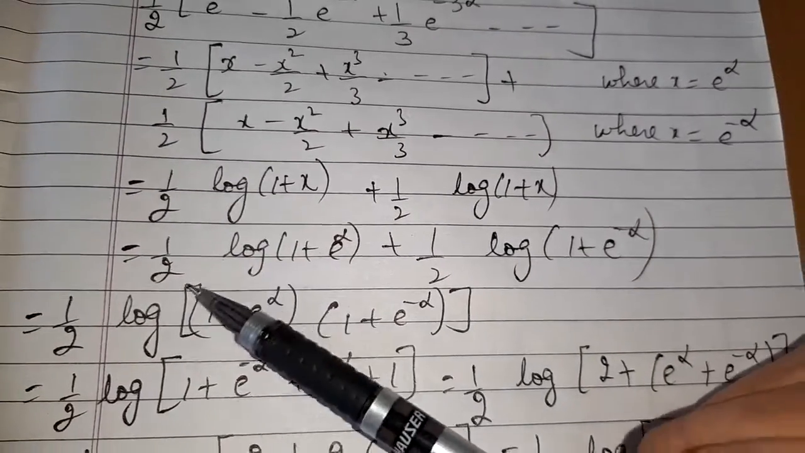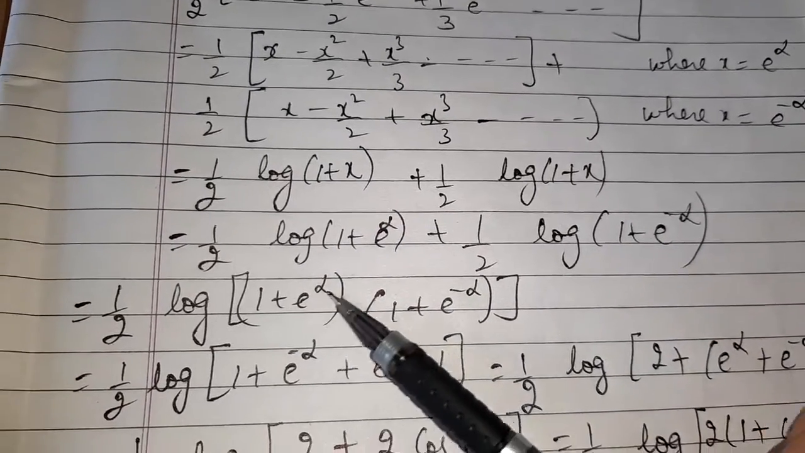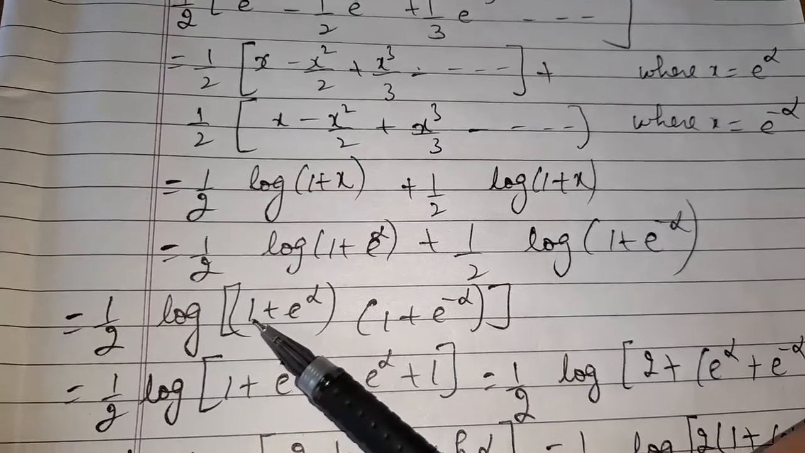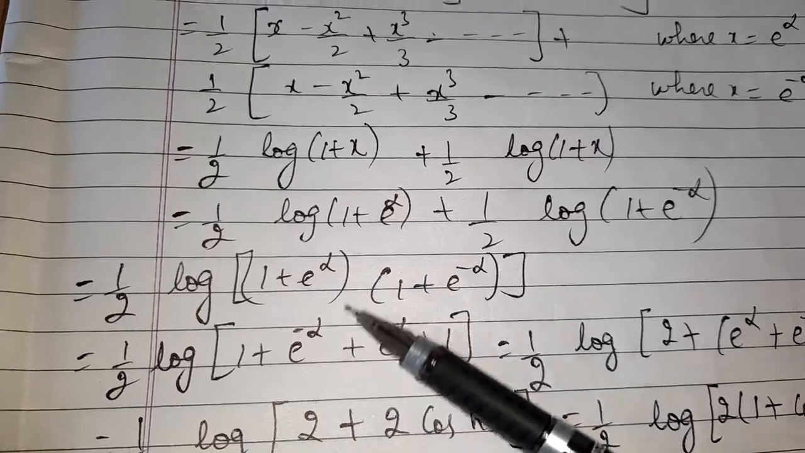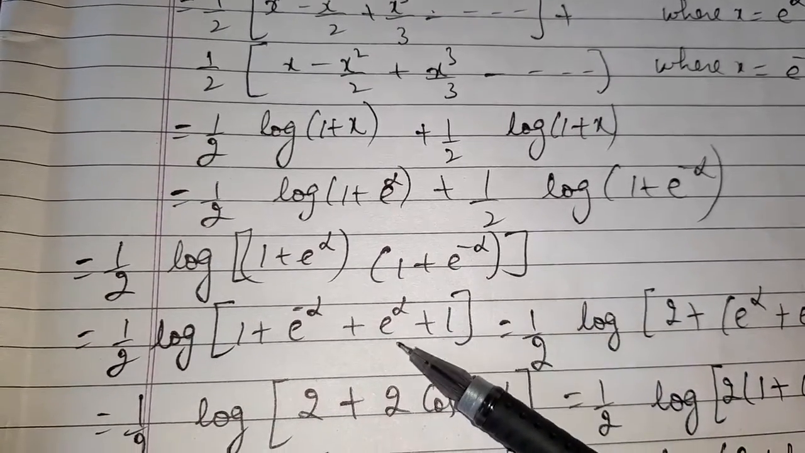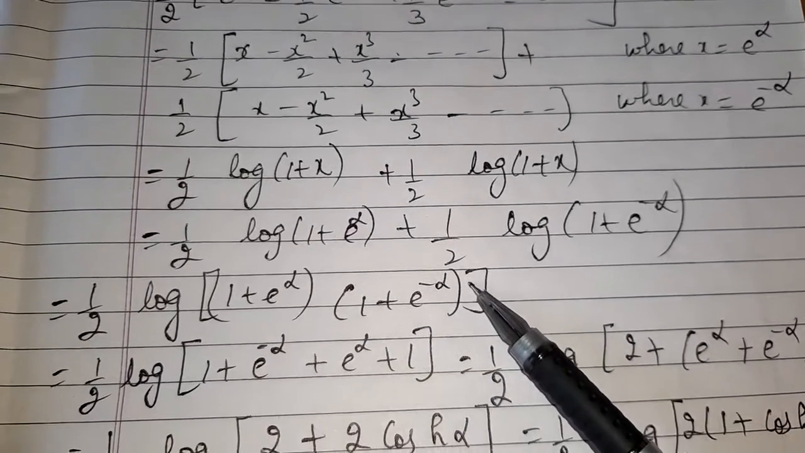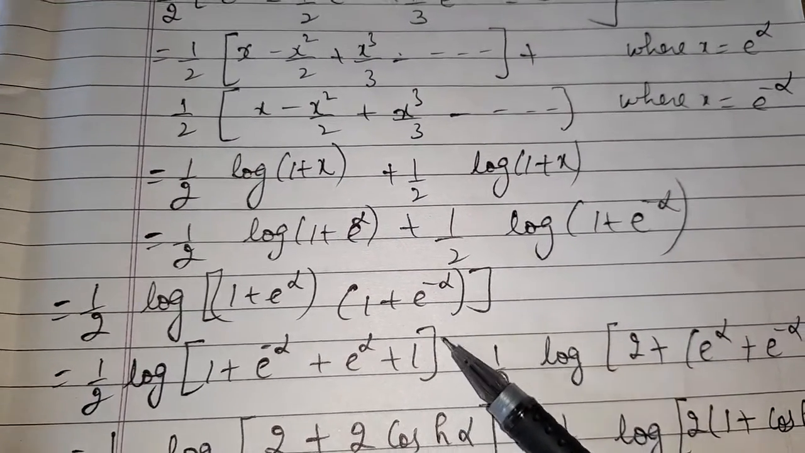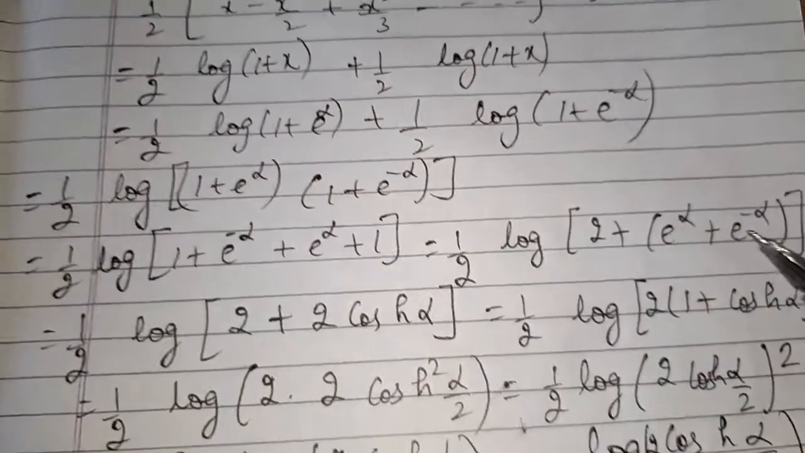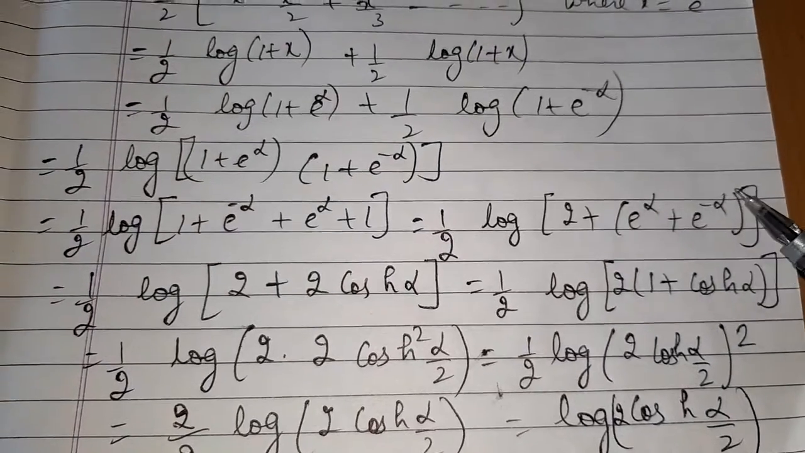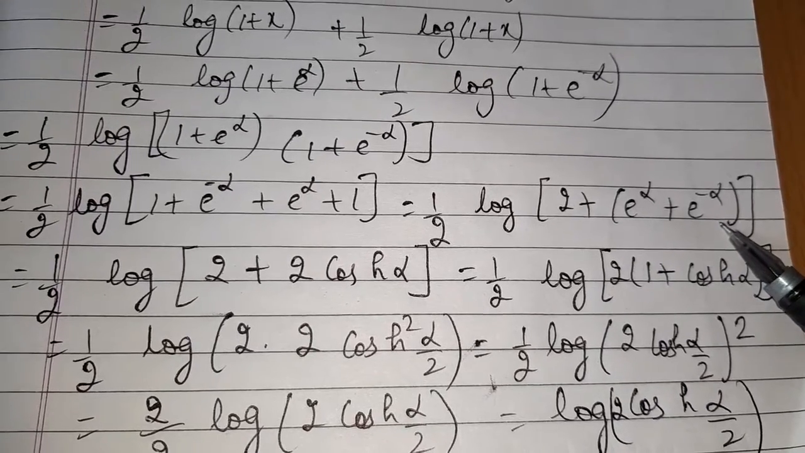Now taking 1 by 2 common, log m plus log n, we know it is log of m into n. Now opening the bracket, 1 multiplied with 1, with this we get e raised to power minus alpha. Now e raised to power alpha multiplied with 1 gives e raised to power alpha, e raised to power alpha multiplied with e raised to power minus alpha, basically same powers are added, e raised to power 0 is 1. Now 1 plus 1 is 2, and in bracket we get e raised to power alpha plus e raised to power minus alpha. Next step is to put this in hyperbolic series.